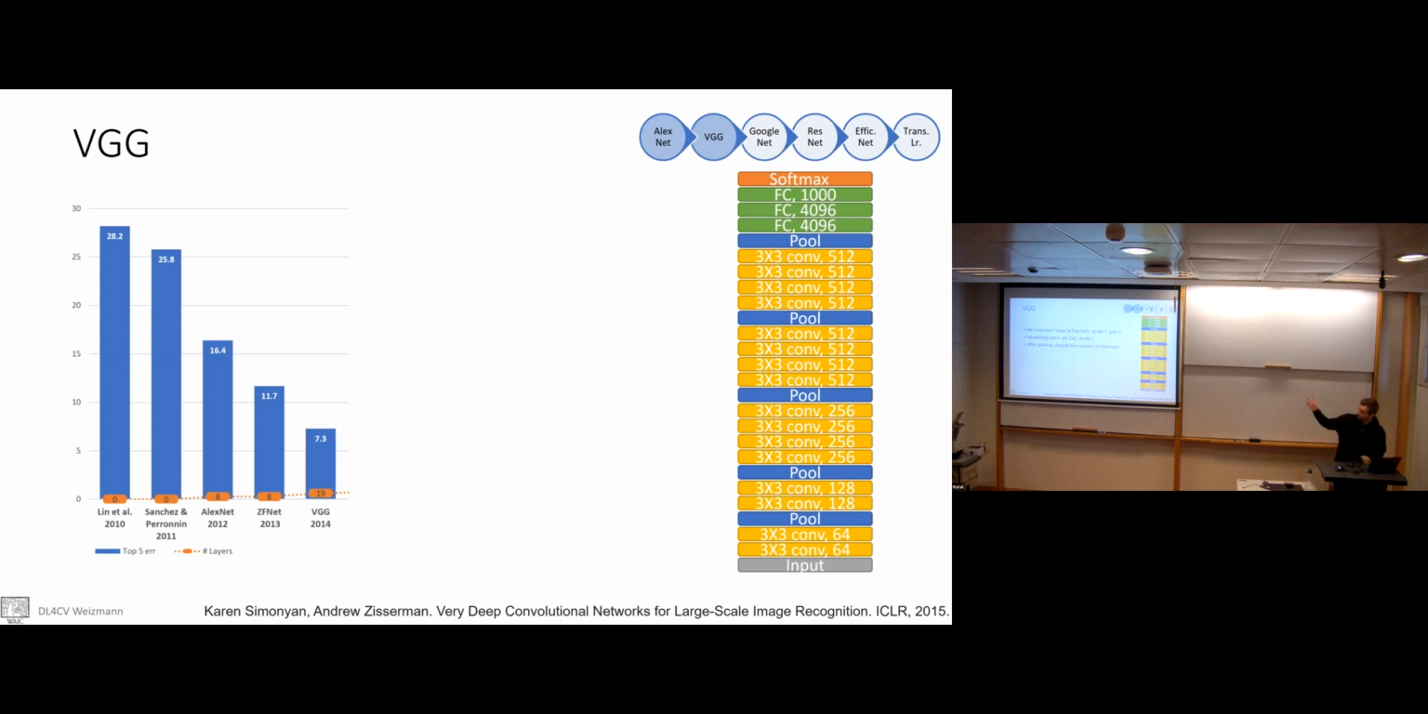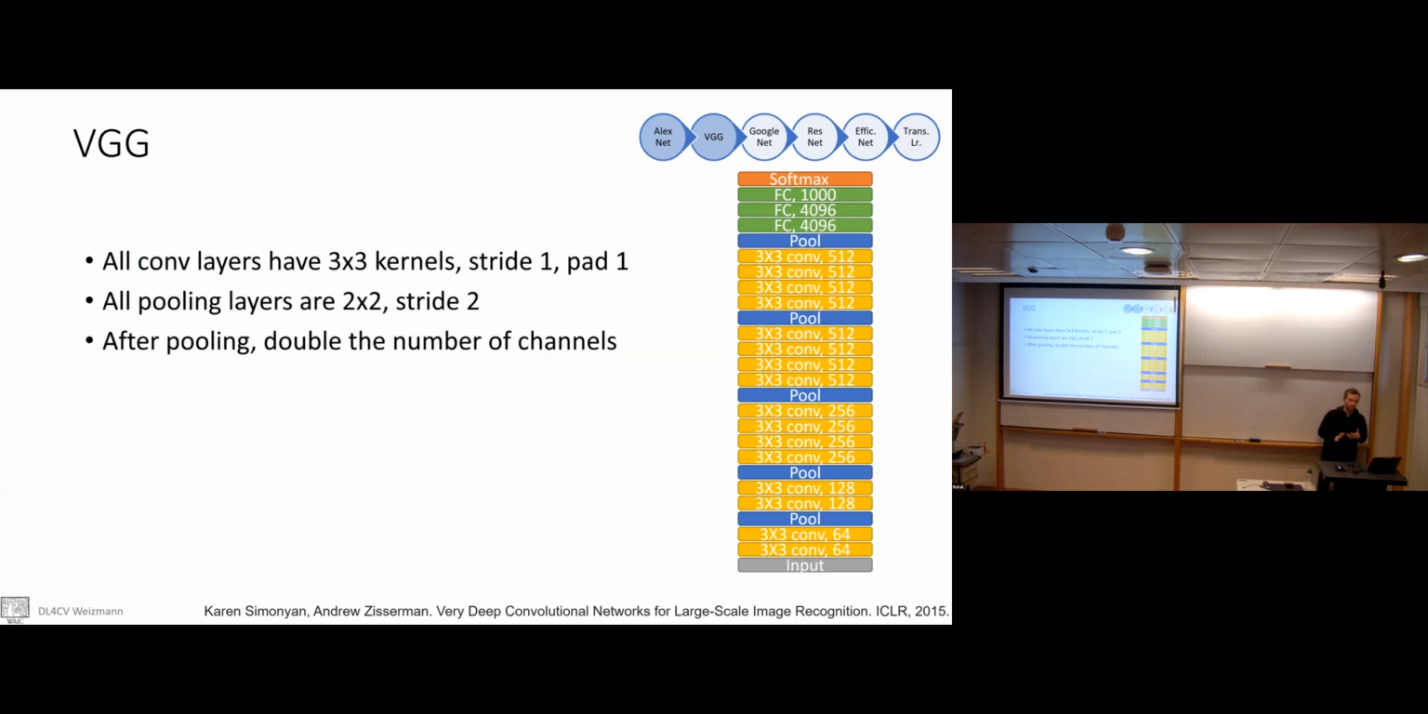So the architecture is on the right, as you can see. First of all, the convolutional layers have 3x3 kernels with stride 1 and padding 1. So basically, one such convolutional layer does not change the spatial dimension of an image. If the input is h by w, then when you apply the 3x3 convolution with padding 1 and stride 1, the output will also be of size h by w.